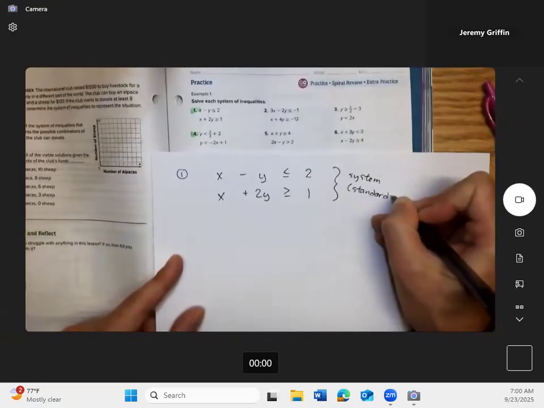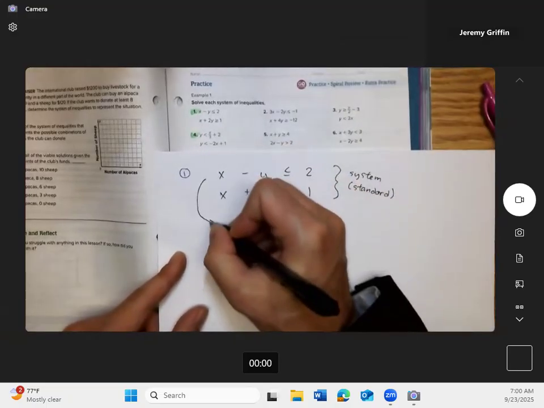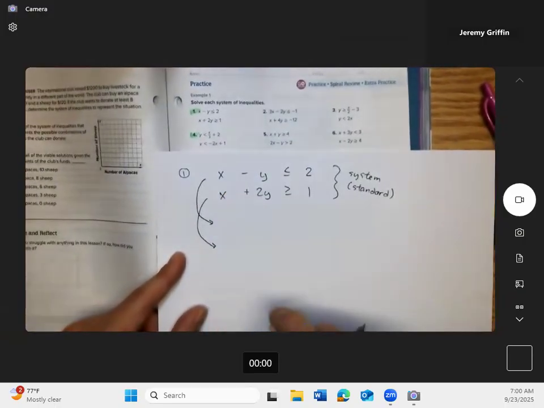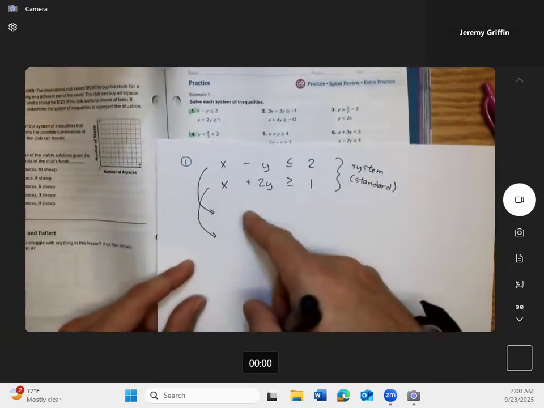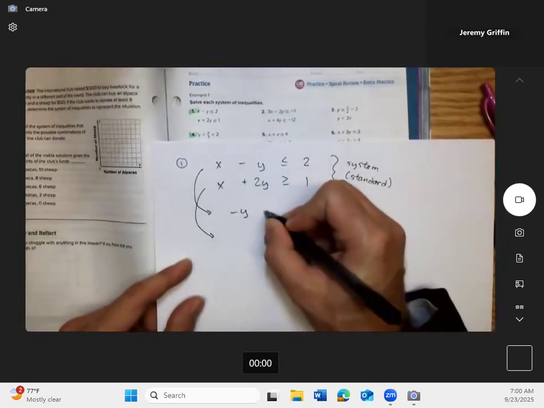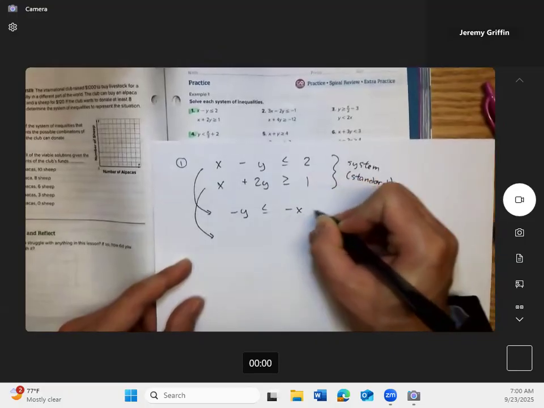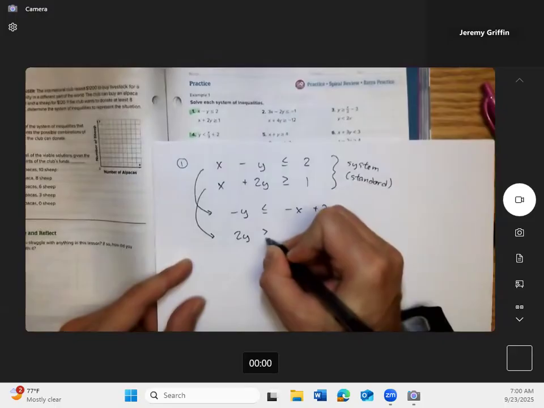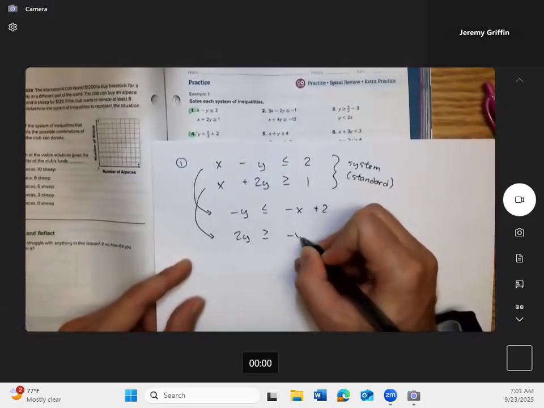So just like usual, I'm going to change this to slope intercept. So I'll rearrange this one, I'll rearrange this one, put in slope intercept. It's going to be a couple of steps, so I'll break it down to 2 steps. First, subtract over x. So negative y is less than or equal to negative x, and then plus 2. And this one turns into 2y greater than or equal to negative x plus 1.